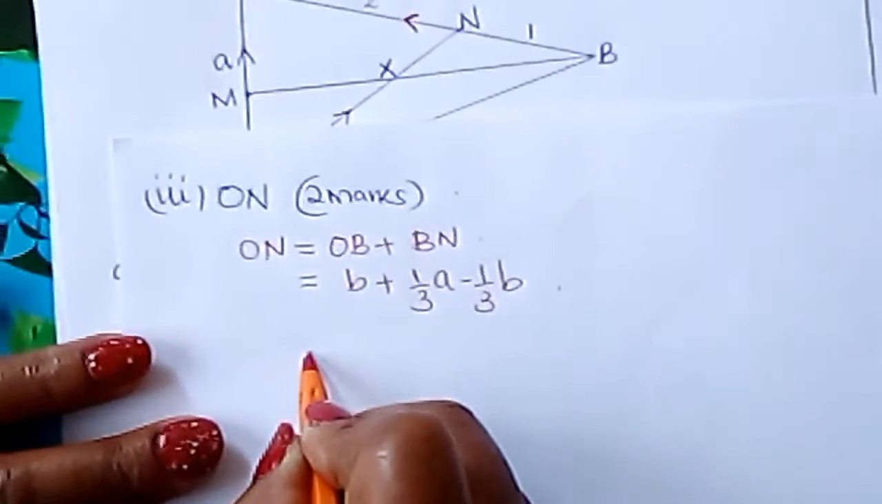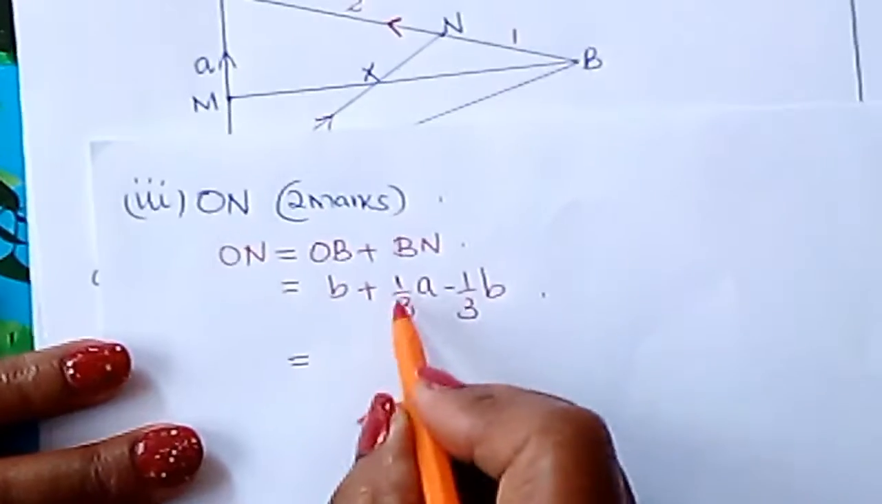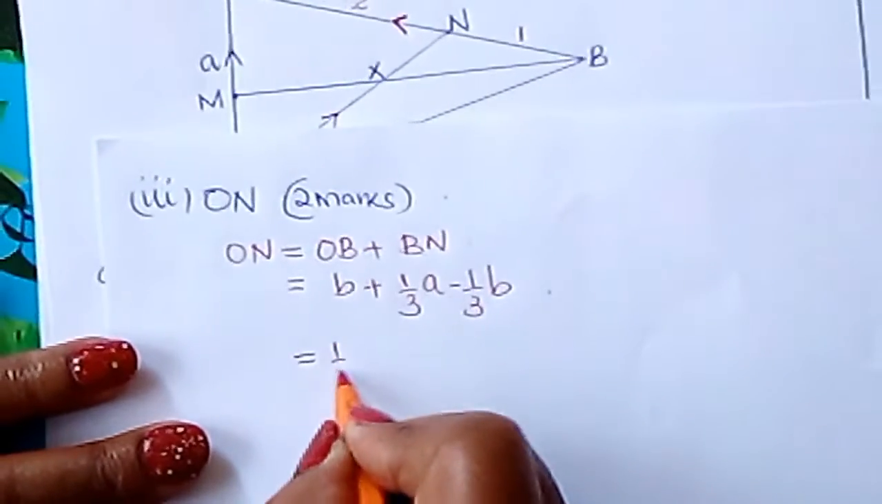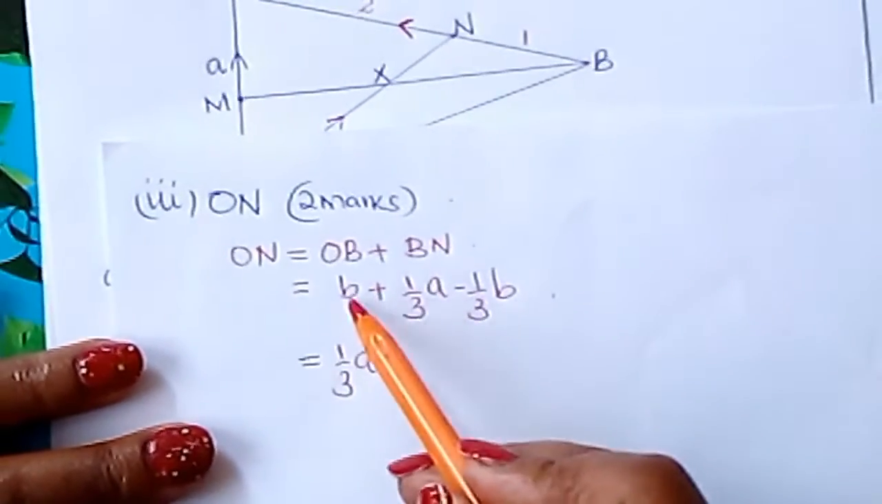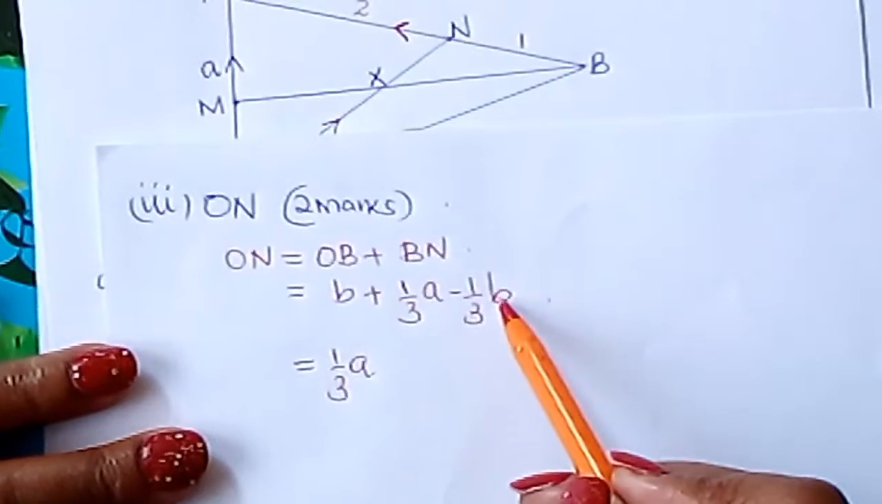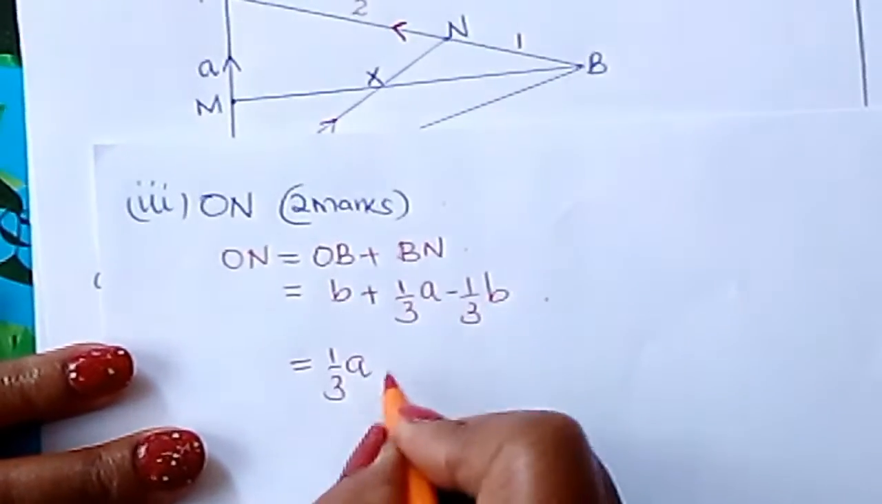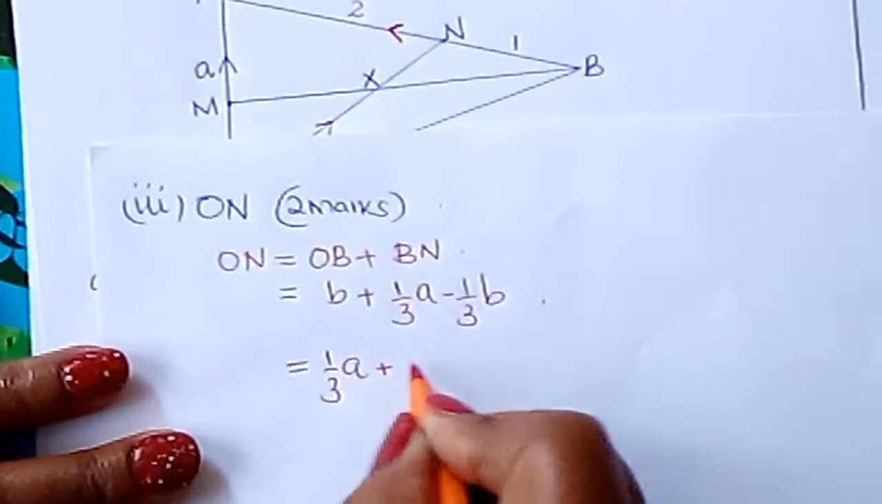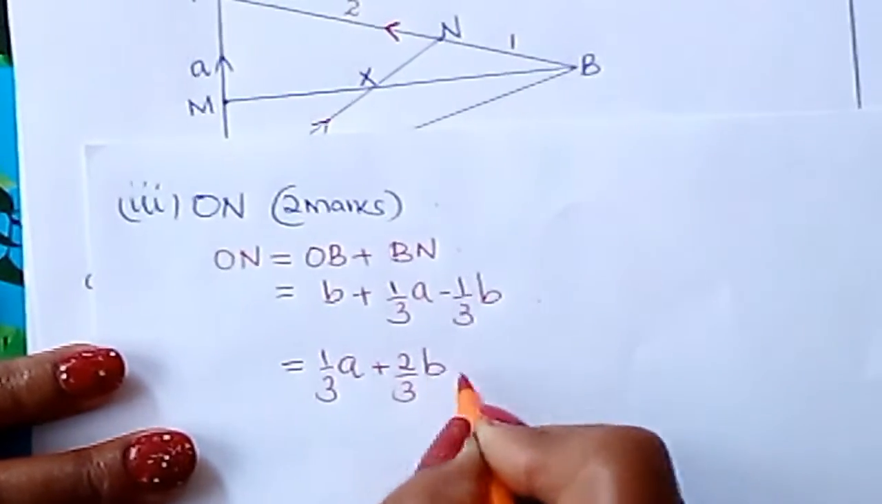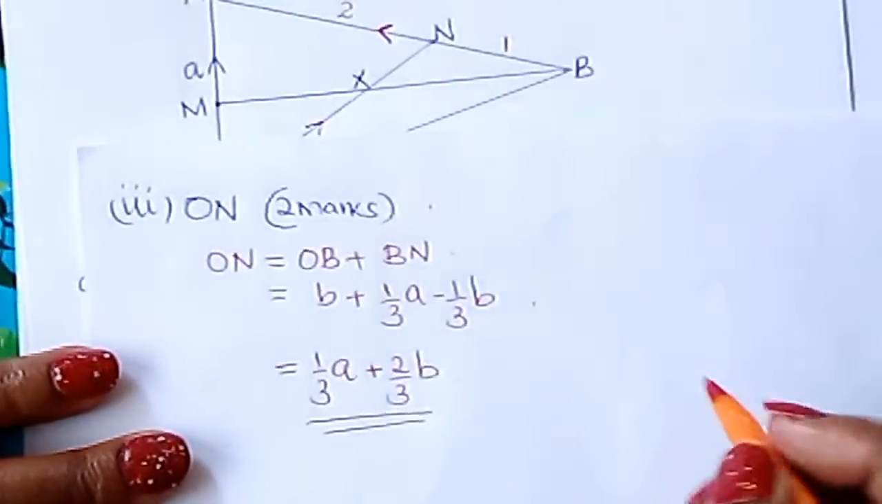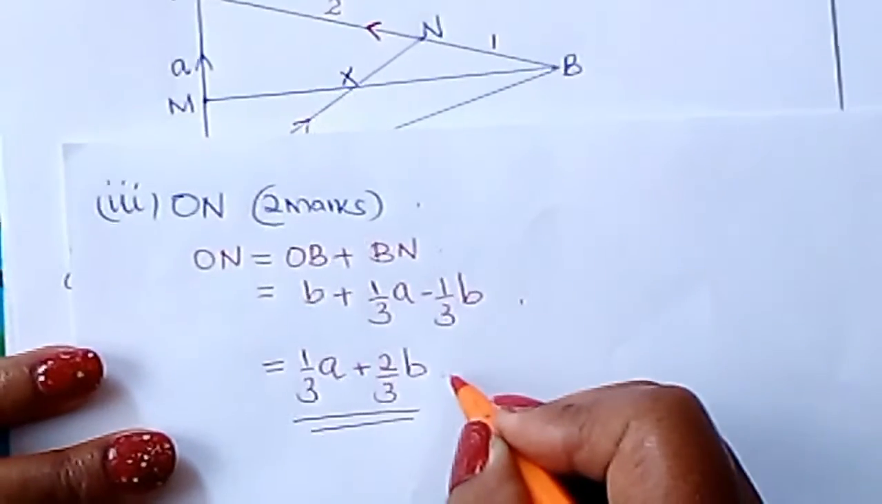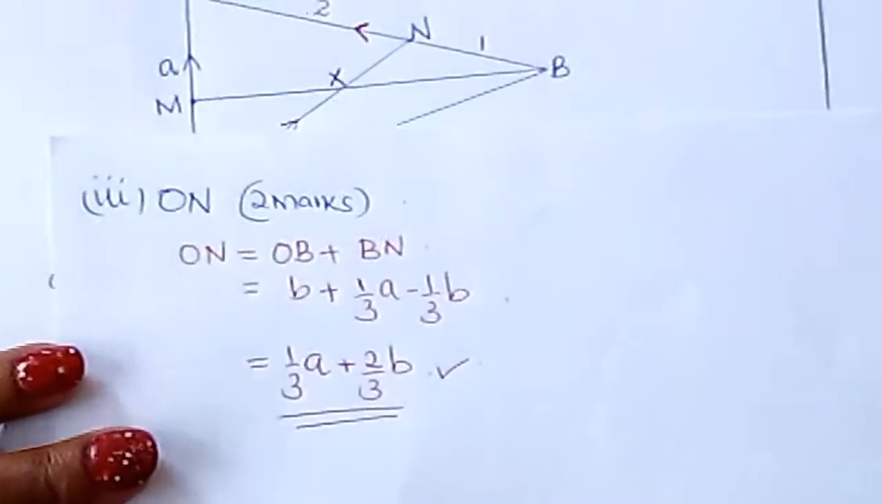So you come and say this is equals to what? You can talk of a third A. Write a third A there. Then B minus a third B, Lana, gives you plus 2 over 3B. And so that is your vector ON.